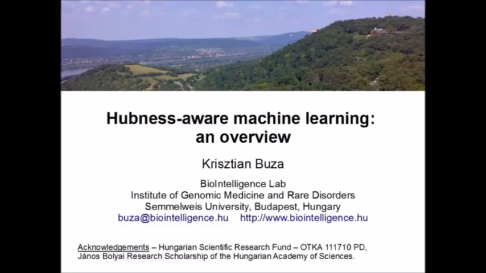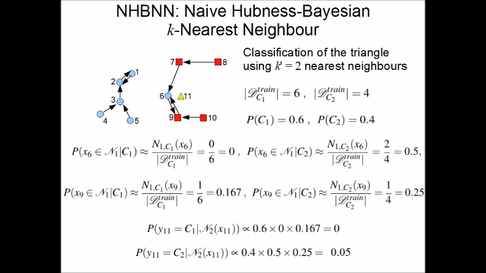Next, we are going to study the third Hubness-Aware classifier called naive Hubness-Bayesian nearest neighbors. If you are familiar with naive Bayesian classifiers, you will probably soon recognize that what happens is a naive Bayesian inference. However, in this naive Bayesian inference, instead of using the actual attributes of the instances, we use the nearest neighbors of the instances. So what happens is a naive Bayesian inference over the nearest neighbors of an instance.